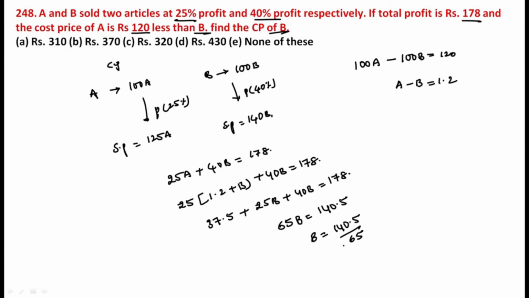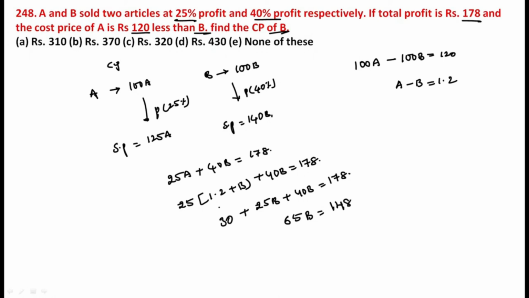See, the cost price of A is 120 less than the cost price of B. Now the value of A minus B is exactly equal to 1.2. 25 ones are 25. 25 into 0.2, not 0.5. Now the value becomes 30. Now 65B is exactly equal to 178 minus 30, which is equal to 148.